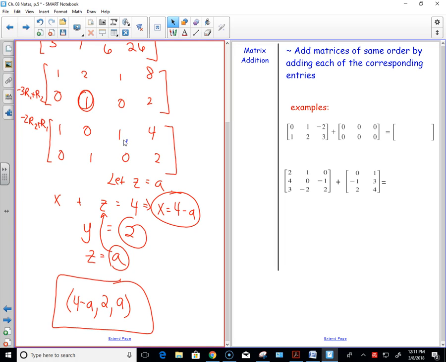Is anybody else looking at 79? Do I need to keep it up? We're okay? Okay. Section 8.2.